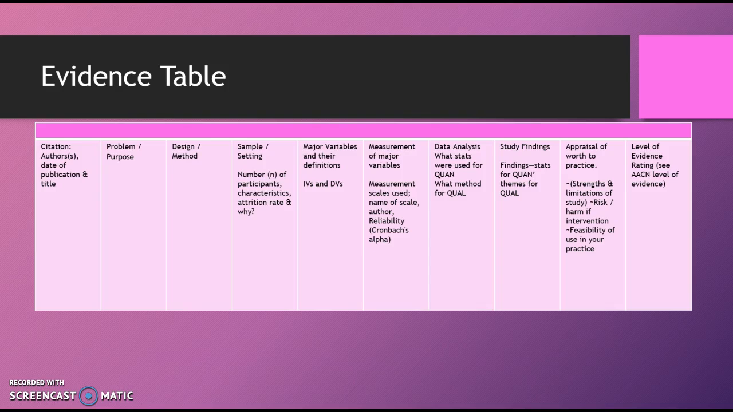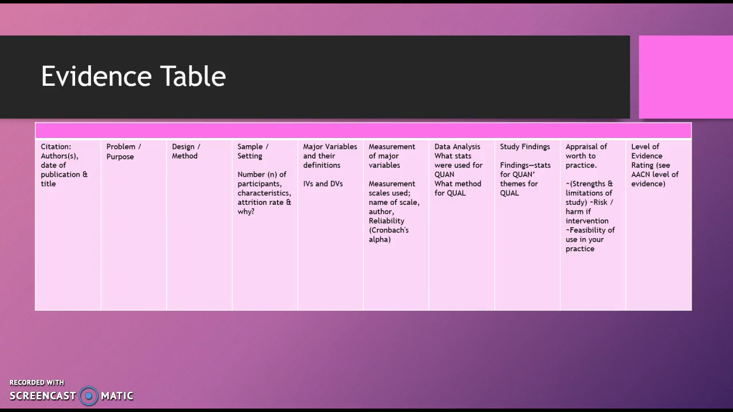Okay, major variables. We just talked about the variables. Try to identify your independent and your dependent variables. The measurement of the major variables. All this is what scale did they use and what is the reliability. Okay? Data analysis. If this is a quantitative study, you're going to be talking in numbers, okay? You're going to be talking about that they maybe use SPSS. They mention these types of things. And they use paired t-testing, or they use multiple linear regression. They will tell you this, so you need to write it down.